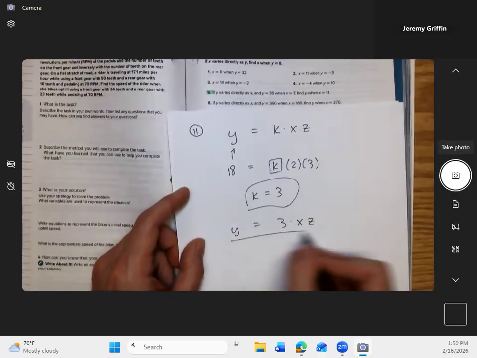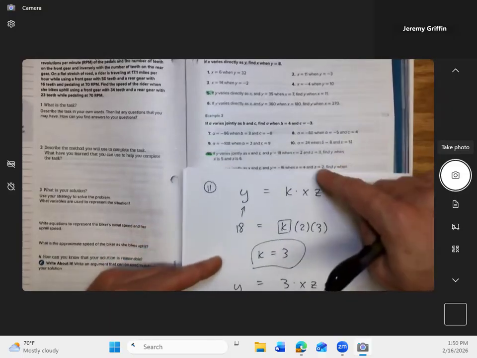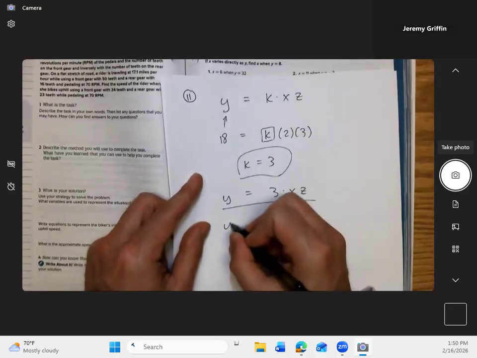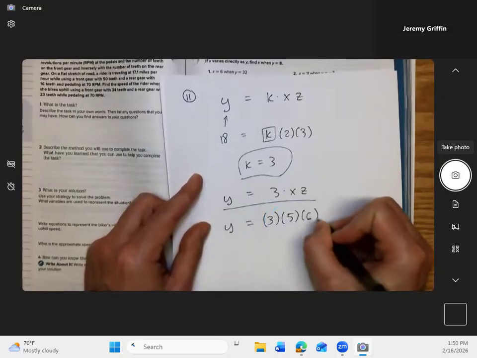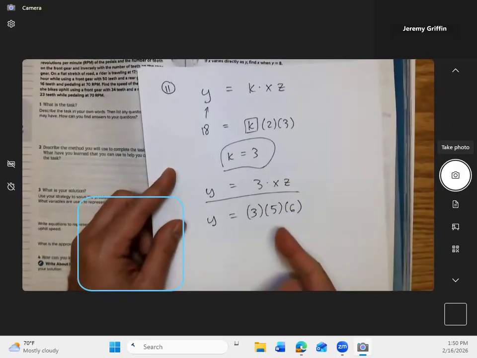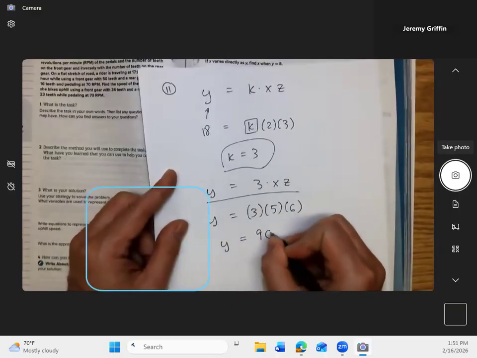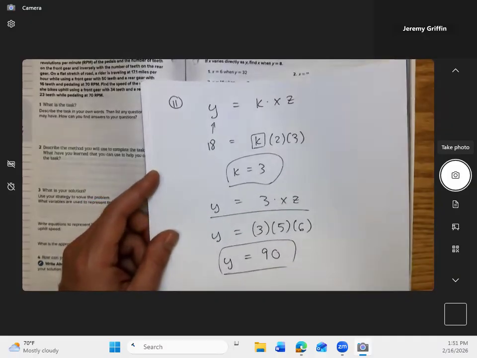Now we have this equation we'll work with. What are we supposed to find? Find y when x is 5 and z is 6. X is 5, z is 6. 5 times 6 is 30, times 3 is 90. Another one down.